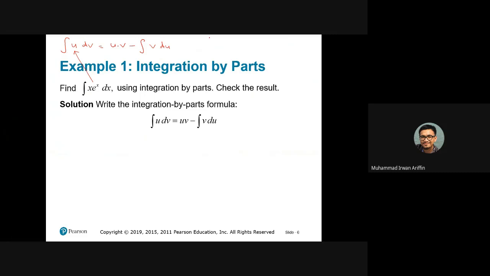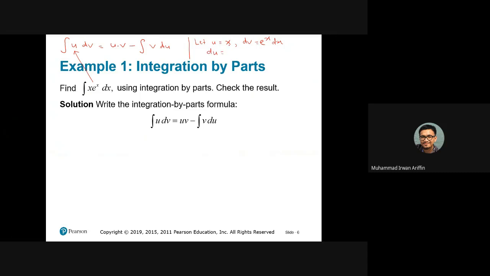So what we're going to do is define u. So let u be u equals x, and our dv would equal this whole thing, e to the power of x dx, because we want to rewrite this whole thing in this format. Okay, so what is our du now?